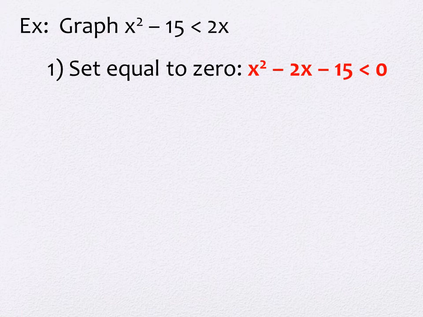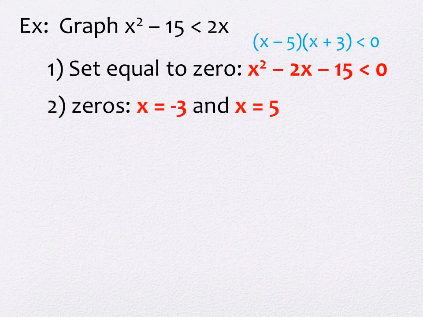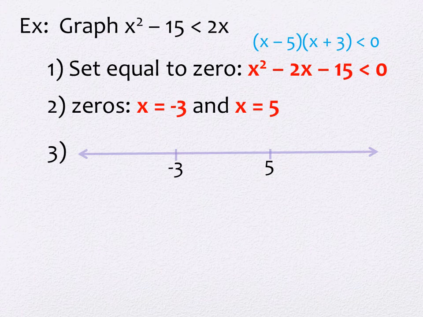So to do this, we could use our calculator, or if you notice, it's factorable. In fact, factors of negative 15 that add up to negative 2 are negative 5 and 3. So here's the factored form. But remember, the zeros are the opposites. So our zeros would be negative 3 and positive 5. This is what we plot on our number line.